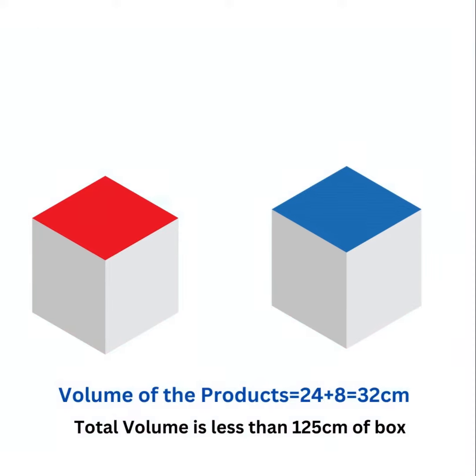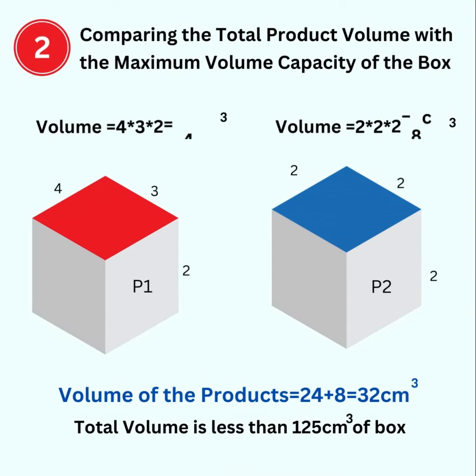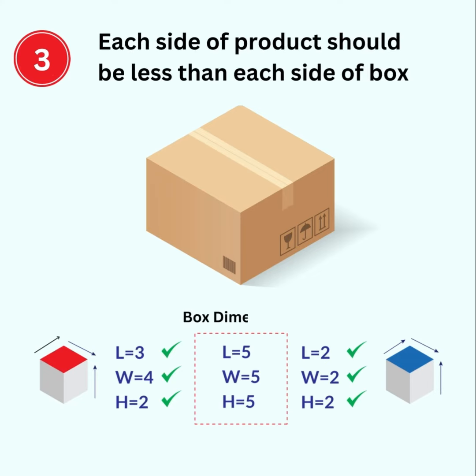In step 2, we also compare the total product volume with the maximum volume capacity of the box. Product 1 has a volume of 4 by 3 by 2 equals 24 cubic units and product 2 has a volume of 2 by 2 by 2 equals 8 cubic units. Both of these volumes are less than the total volume of the box, which is 125 cubic units. The algorithm then checks if each side of the product is less than each side of the box.